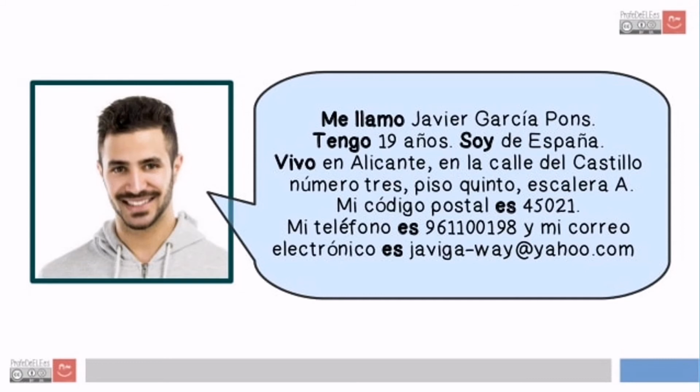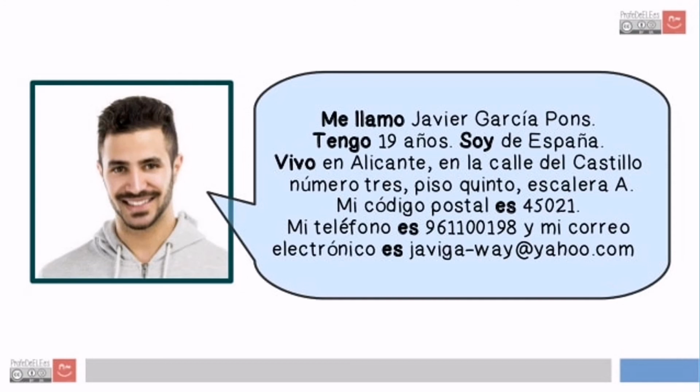45021. Mi teléfono es 9611000198. Y mi correo electrónico es javiga_yahoo.com. So this means this Javier guy is telling us, my name is Javier García Pons. I'm 19 years old. I am from Spain. I live in Alicante, in the street of Castillo. Street number is 3, in the 5th floor.